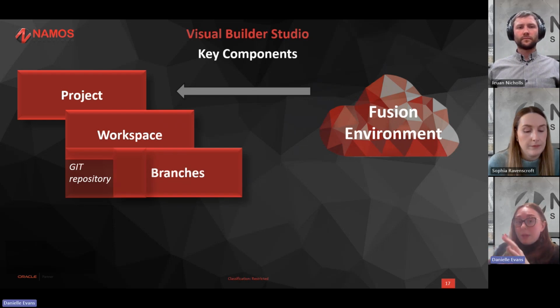By default, every time you go into edit a page in Visual Builder Studio, it will give you a branch to work in, and there will always be a main branch. So your branches and your workspaces and Git repository all are interdependent.